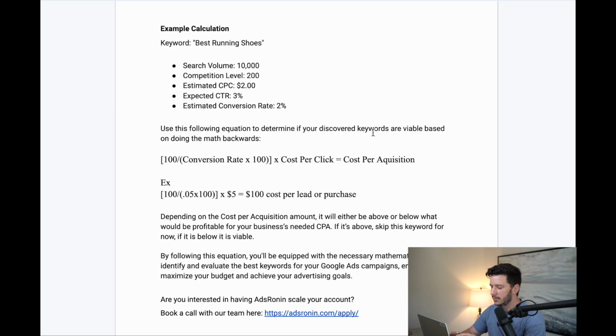So pretty simple when you use this equation. It'll give you a really good base of what to go for number-wise.